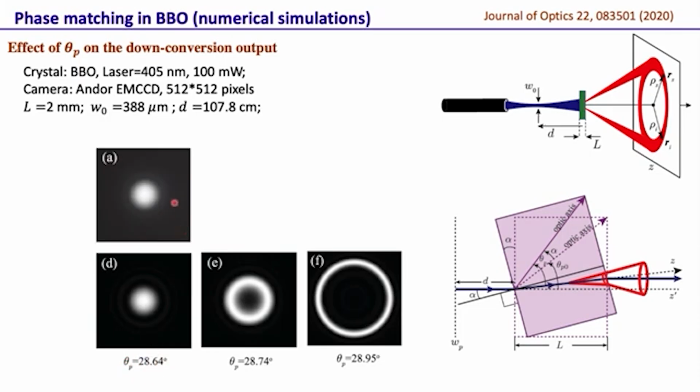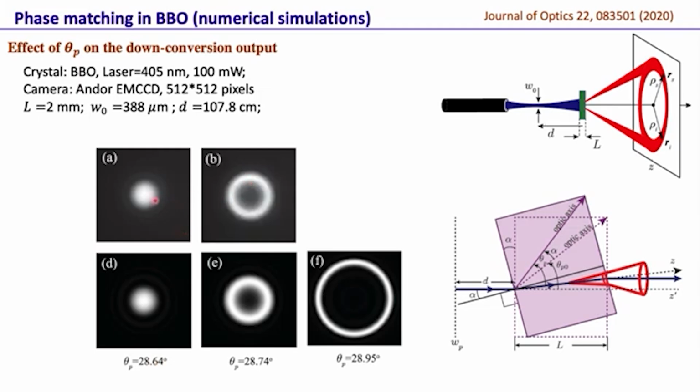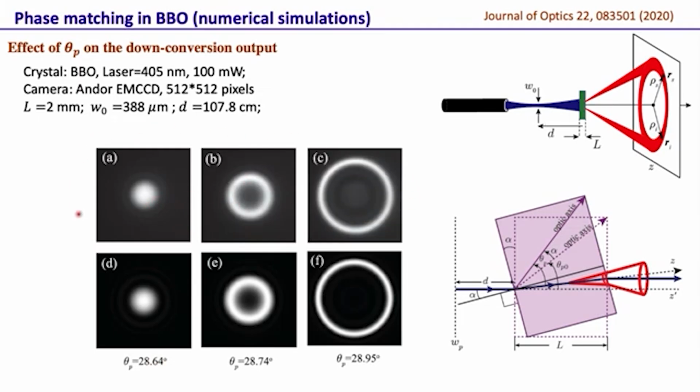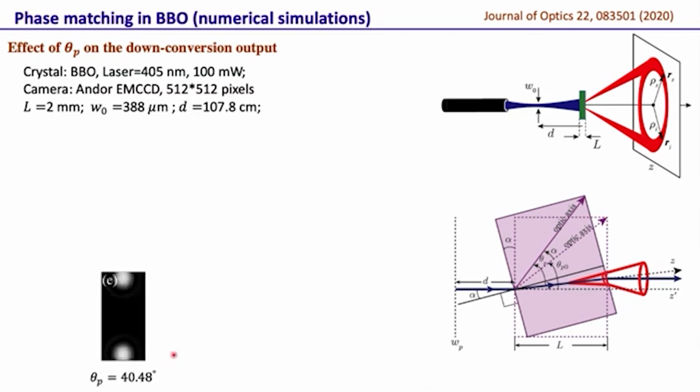We actually did an experiment with these same parameters, and these are the experimental results, and we see that they are matching quite well. This is when theta p goes from 28.64 to 28.95, which is a pretty small angle range. If we keep on increasing theta p, let's say to 40.48.